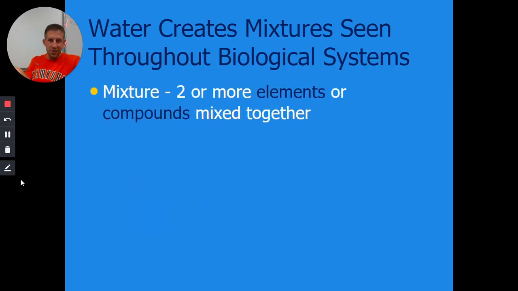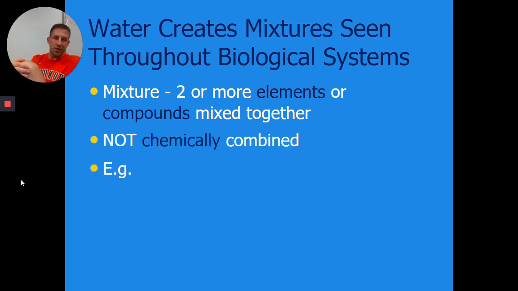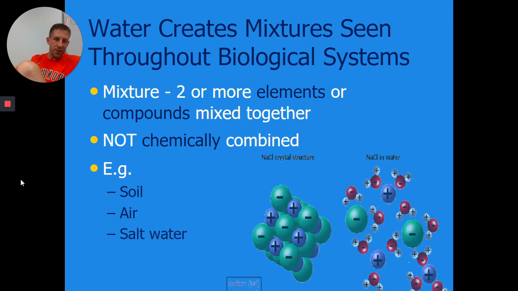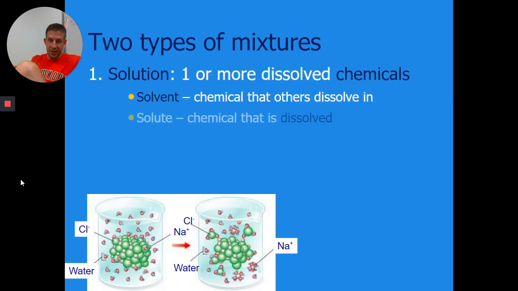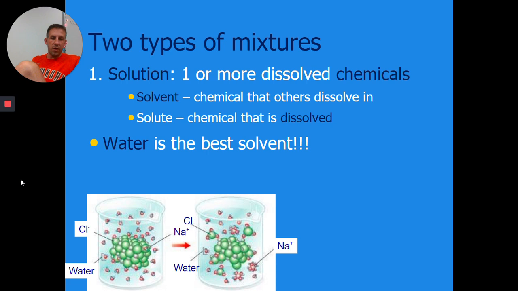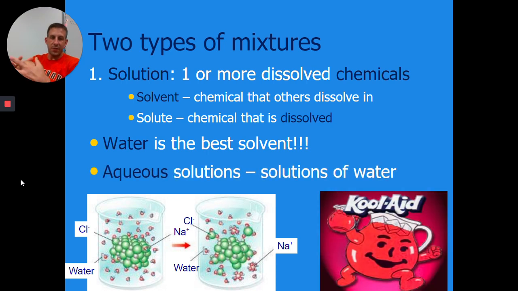Now, when water does this type of thing, it creates what are known as mixtures. Water creates mixtures seen throughout biological systems. So I'm going to spend a little bit of time here discussing the mixtures, not much, but I only do so because mixtures are important since we see them all over the place. The first type of mixture is called a solution. That's where water creates something known as an aqueous solution, where it completely dissolves some chemical that is in the water.